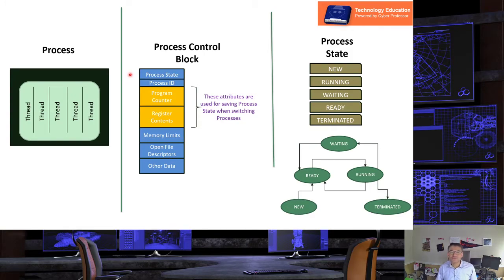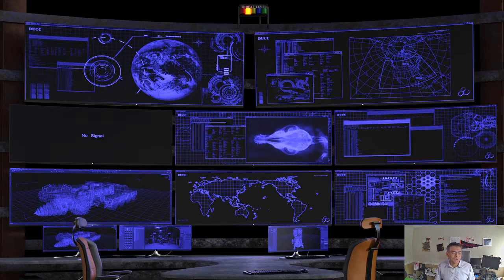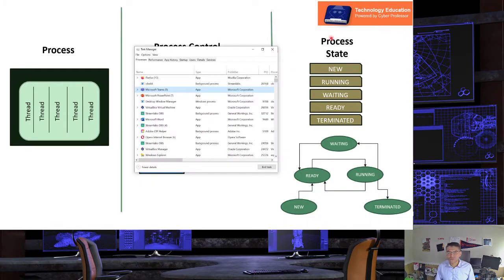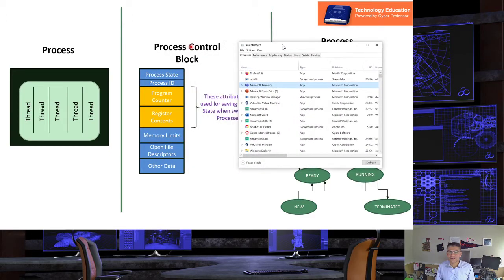So for each of the processes that I showed you under Task Manager, we viewed the list together. I'm going to bring up that window one more time so you can take a look at it. So these processes that you see on my computer under Task Manager, this is the list of processes. Each of these processes has a process control block, which is a database record that has all of this information for each of them.